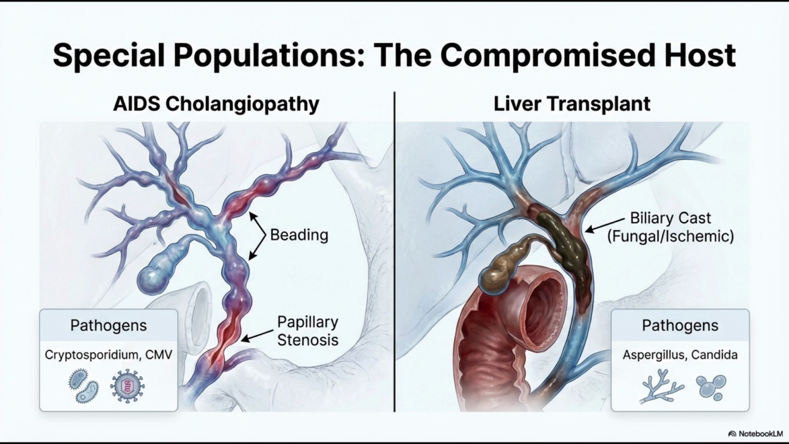You get these sclerosing cholangitis-like changes on imaging. And labs. Is there a telltale sign? A disproportionately high alkaline phosphatase. The bilirubin might be normal or only slightly elevated, but the ALP is sky high, in the thousands.